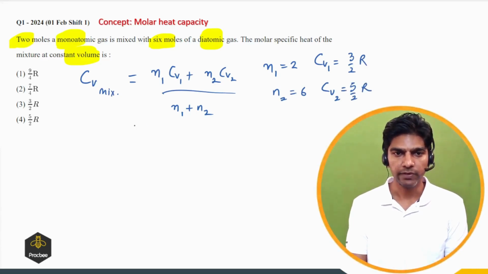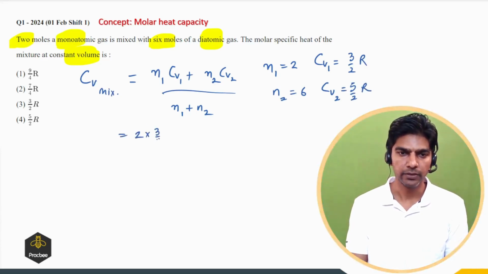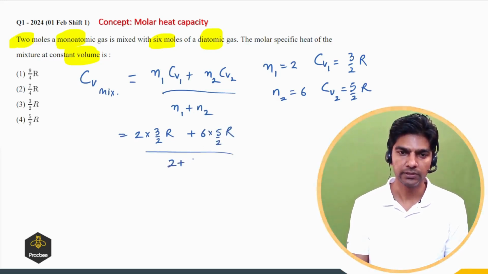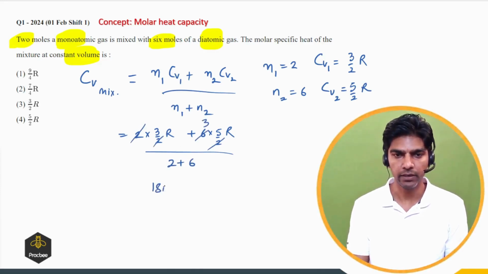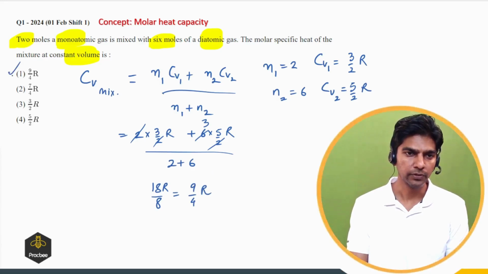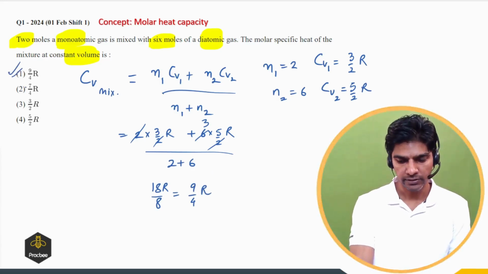Now let us substitute these values. It will be 2 times 3 by 2 R plus 6 times 5 by 2 R divided by 2 plus 6, and this 2 will get cancelled out. It will give us 3 plus 15, which is 18 R by 8, so it comes out to be 9 by 4 R. So option 1 is the right answer. Now let us see the next question.